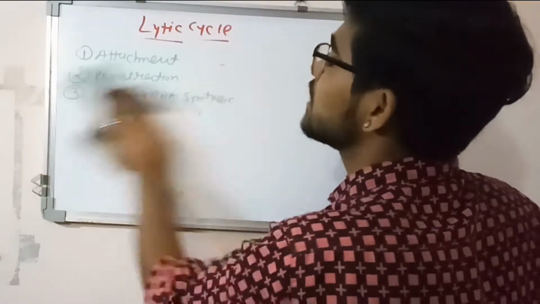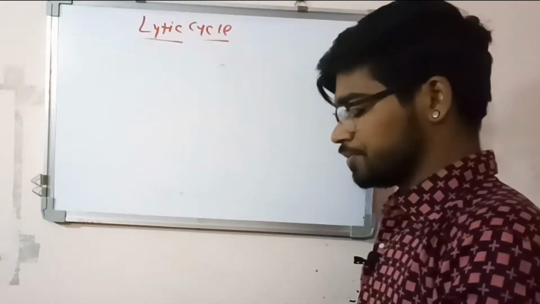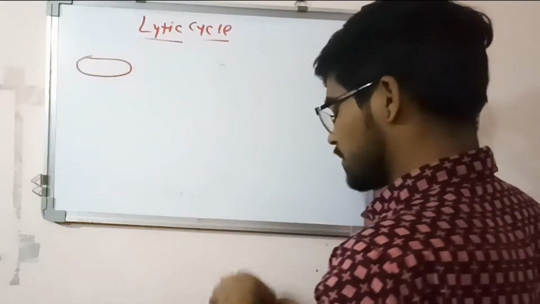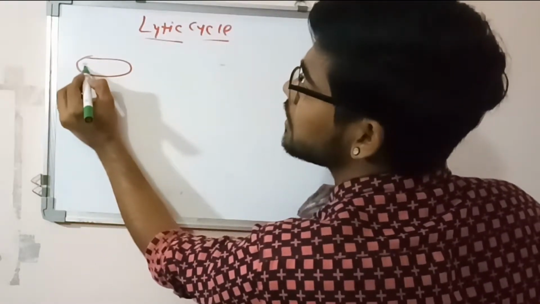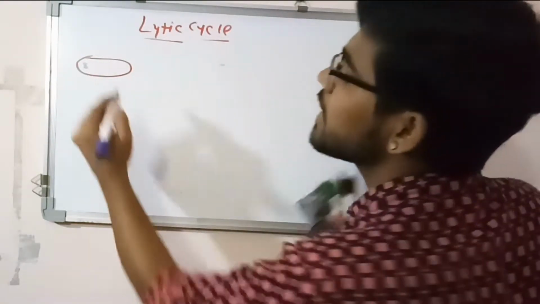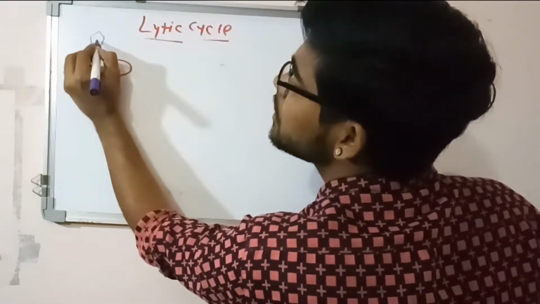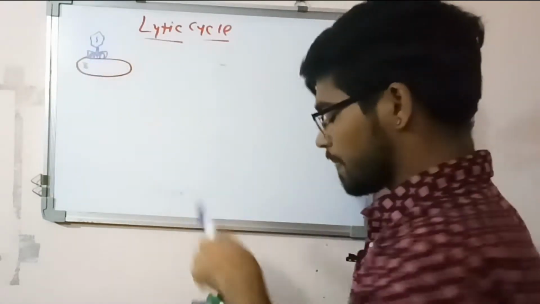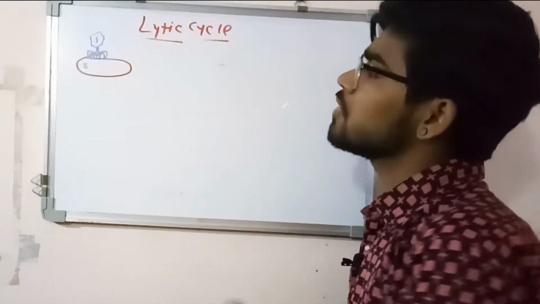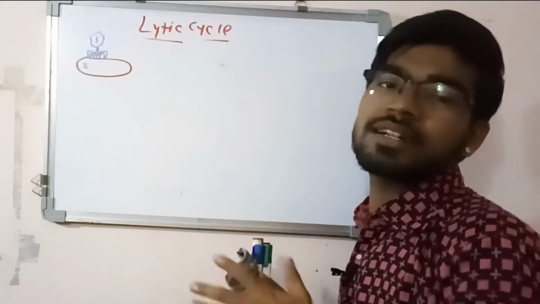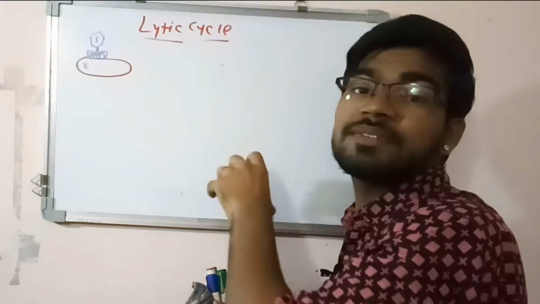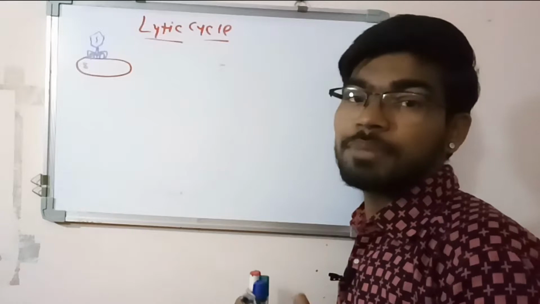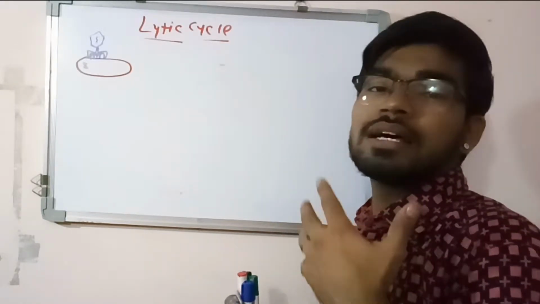So let's go through the whole cycle and see what actually happens. This is the bacterial cell, E. coli. This is the bacterial genetic material. So what happens? The bacteriophage attaches to the surface of the bacterial cell with the use of tail fibers. The attachment is very specific because on the tail fibers there are specific ligands, and these ligands bind to the specific receptors present on the cell wall of the bacterium. The receptor may be on the LPS, on the fimbriae, or on the tail.